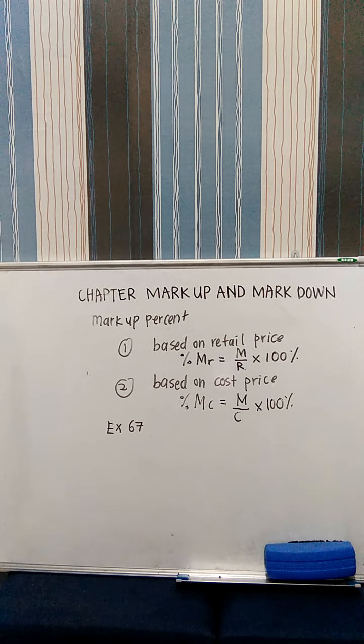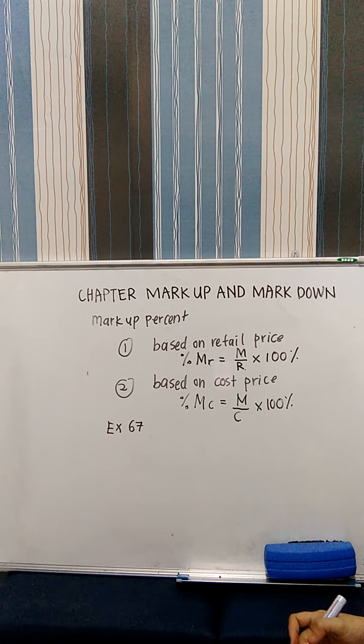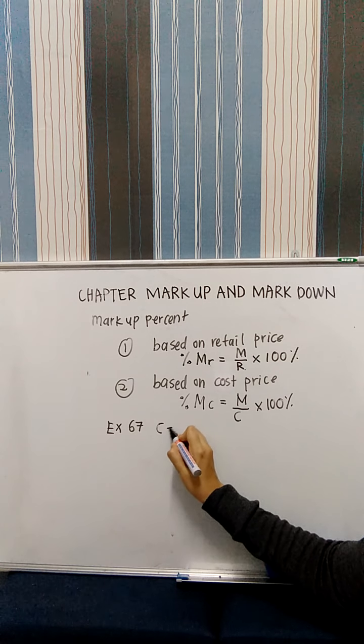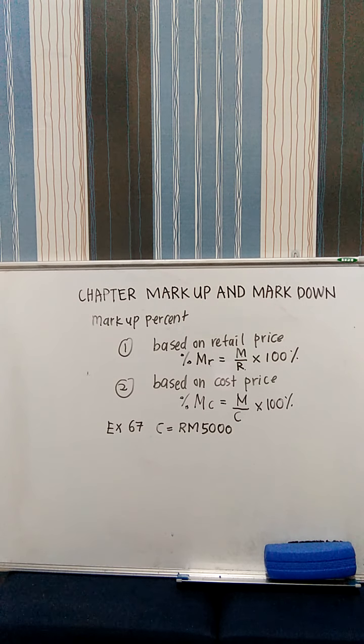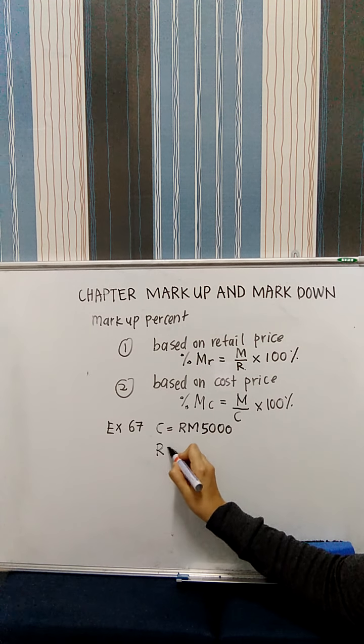So refer to example 67. The cost price of an antique table is 5,000. So the cost price C equal to 5,000. What is the retail price if the seller wants a 20% markup on cost price? The question asks what is the retail price, so you need to find the R.